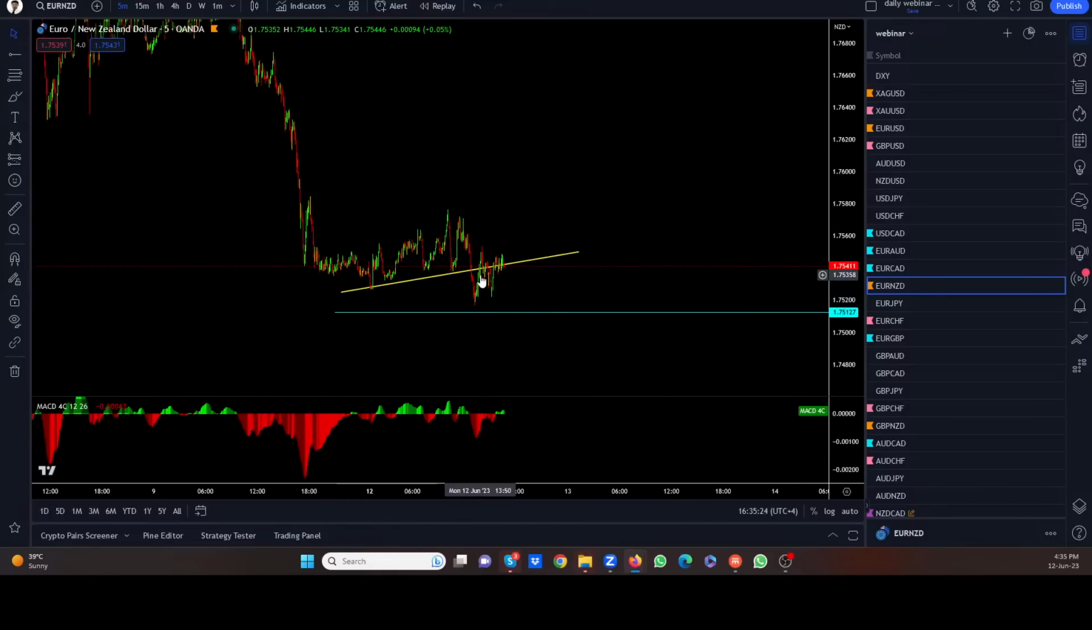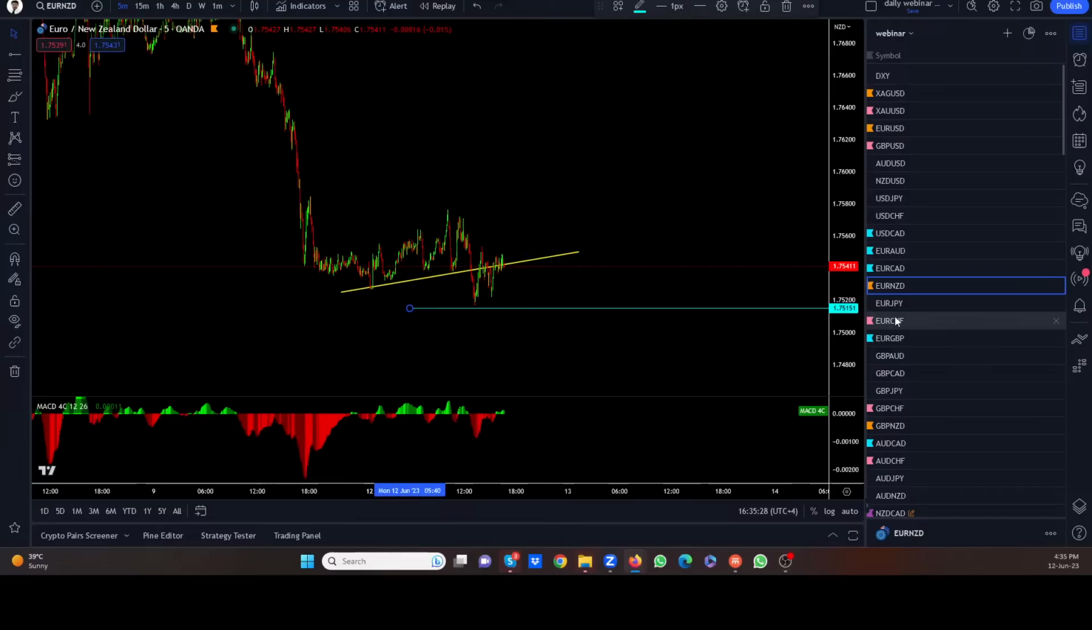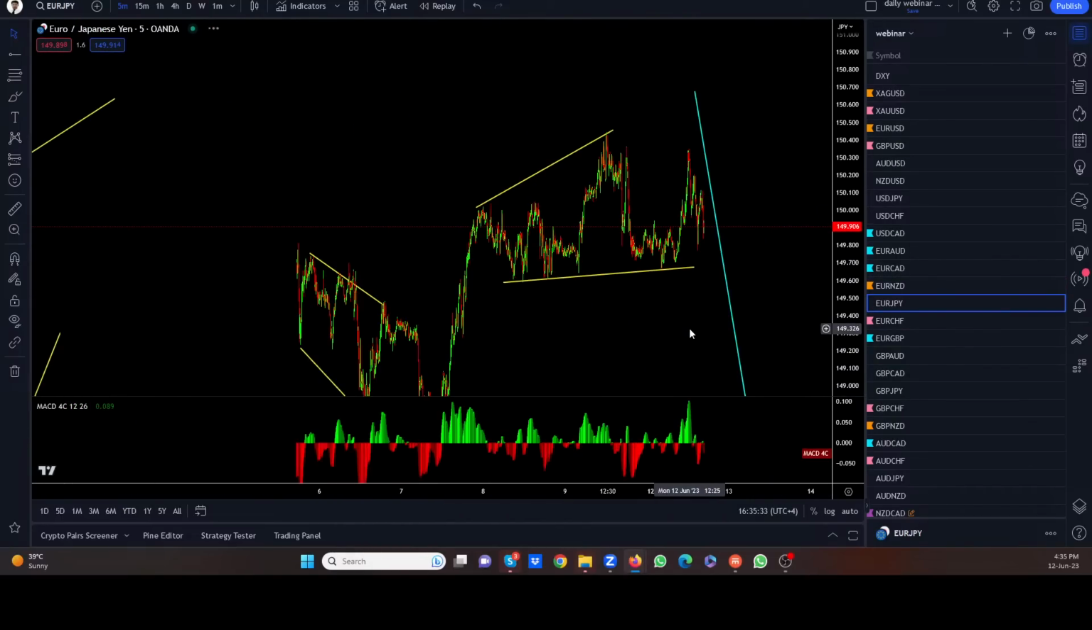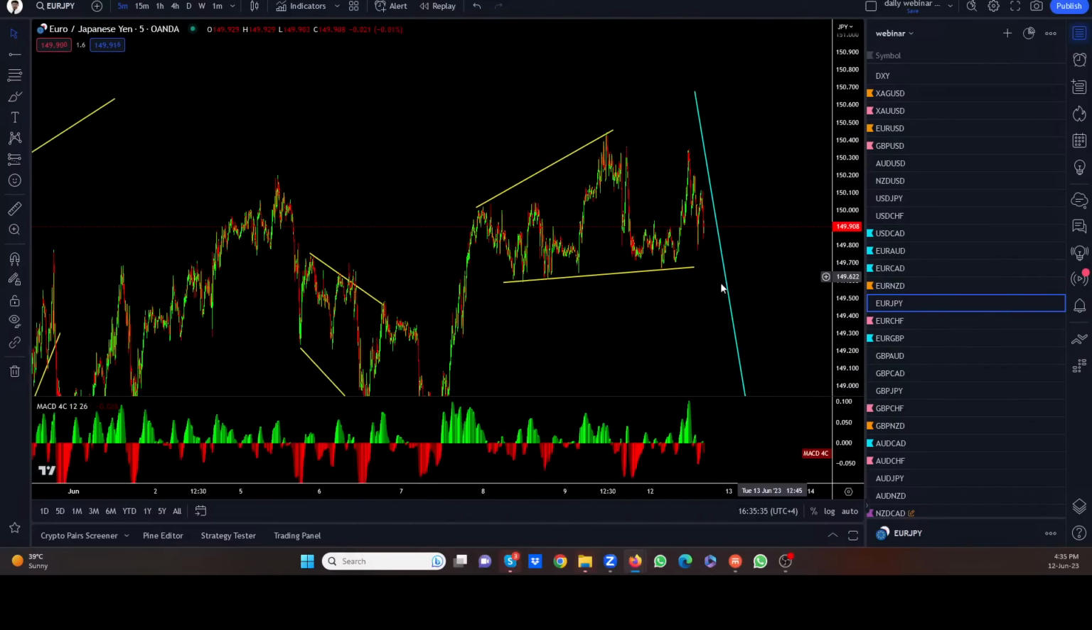Yep, we closed this already. The entry order is under the low. I still like this sell. Let's see, Euro Yen, we're looking for a sell setup this morning in the Euro Yen. We don't have anything as yet. They didn't break the top. Let them break the top.